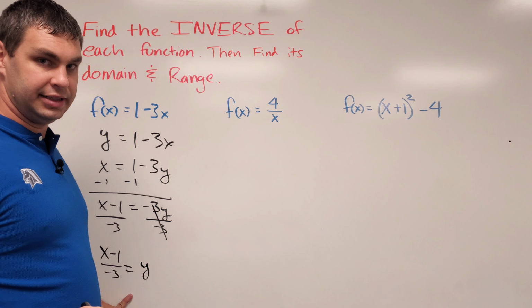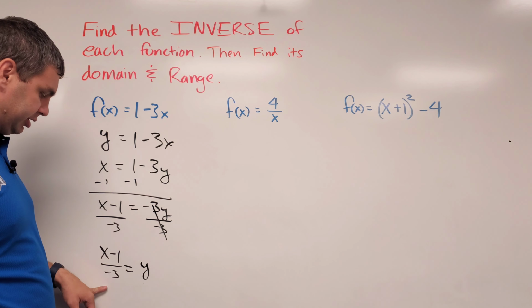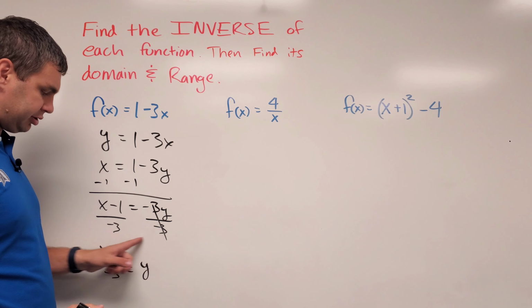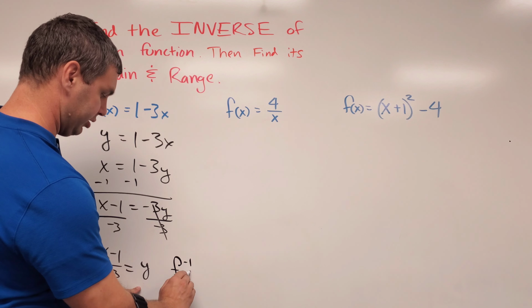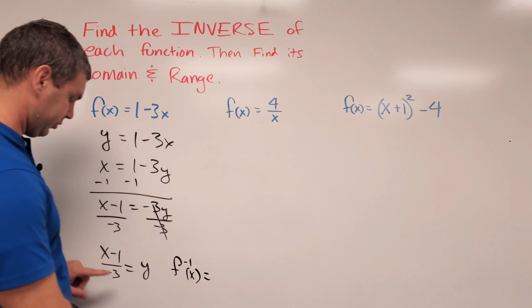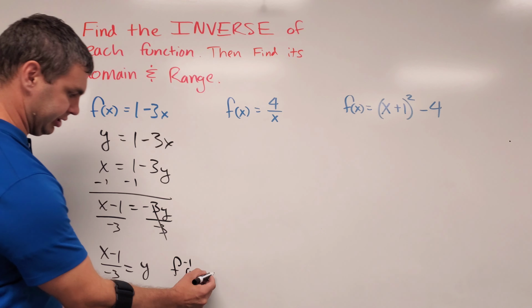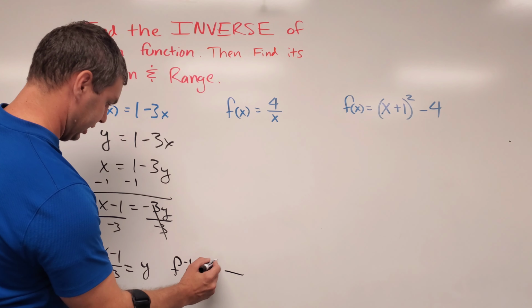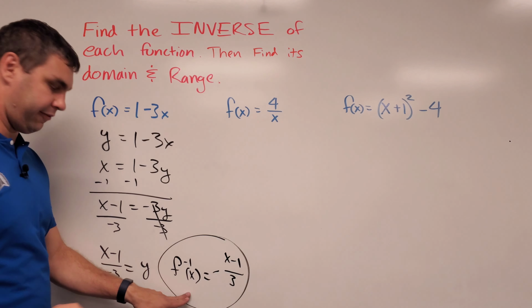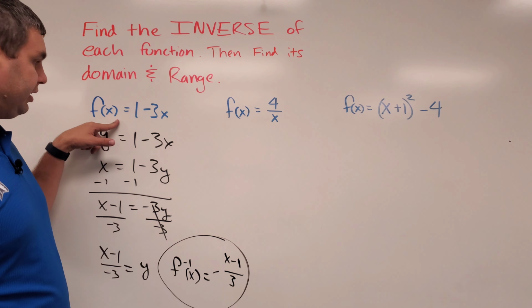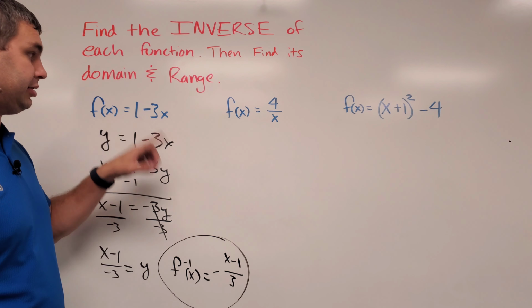All right, and then at the very end, here it says x minus 1 over negative 3 equals y. You can actually replace that y that you find with f inverse. So I'm going to say f inverse of x equals, and then I might put this negative out front. We'll call it negative x minus 1 over 3. So that is the f inverse of this regular function, 1 minus 3x.